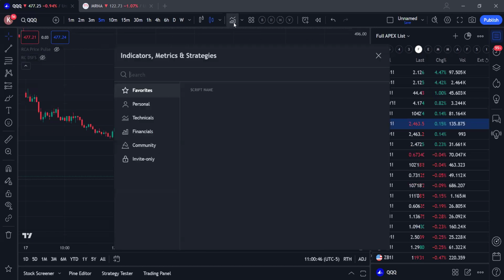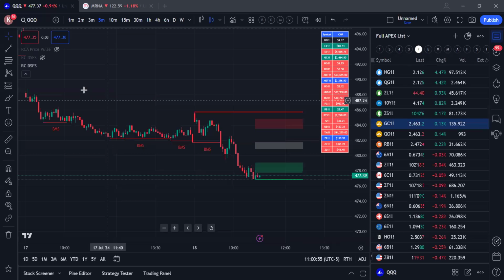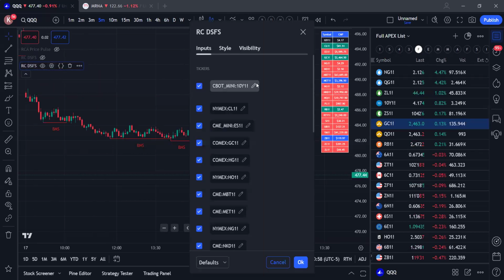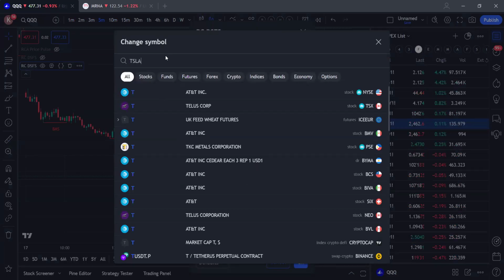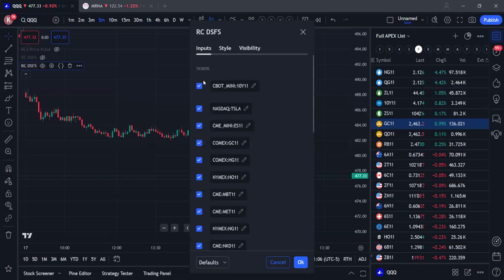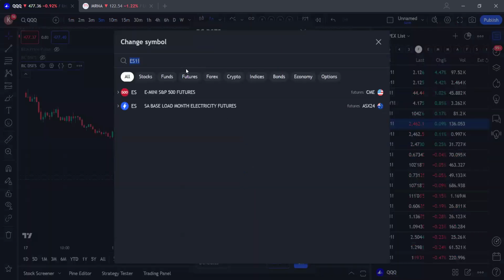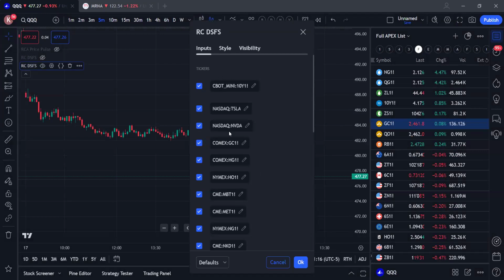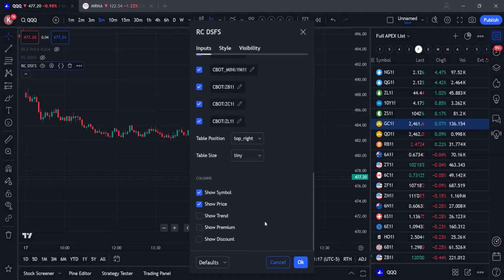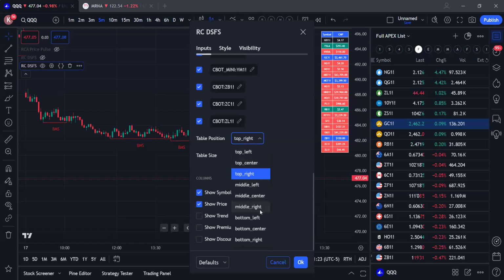So if you want to add more tickers, you will add one more time. And then you change all the symbols here. Like that, you will change all the symbols. And you can change the position from top right to, let us say, bottom left.